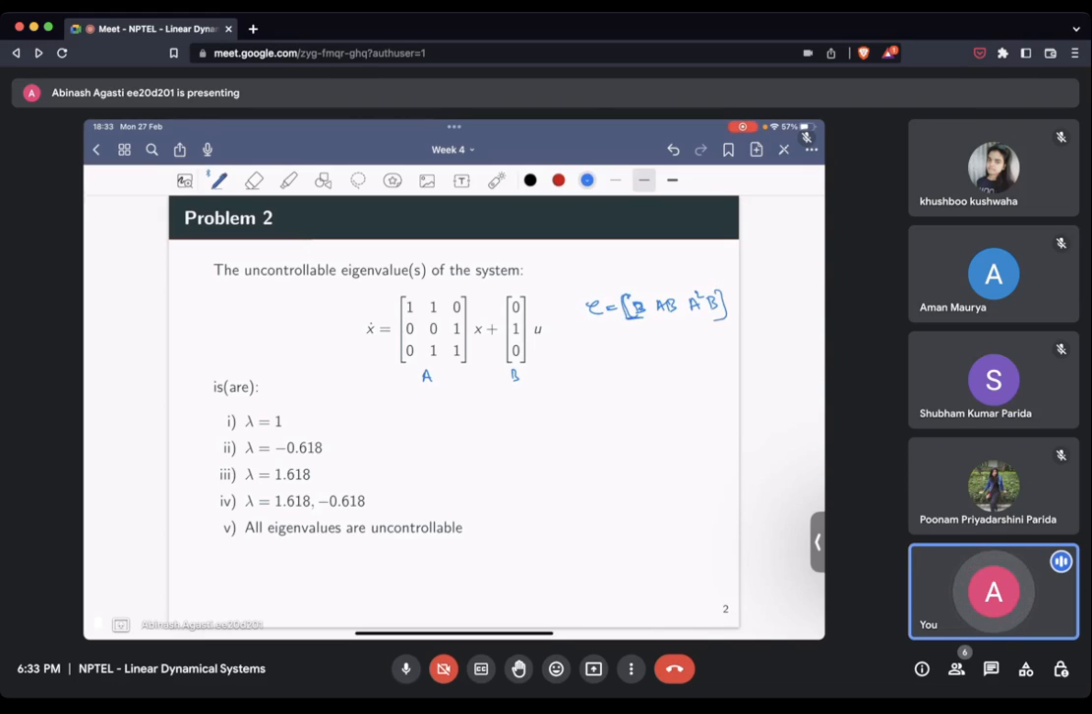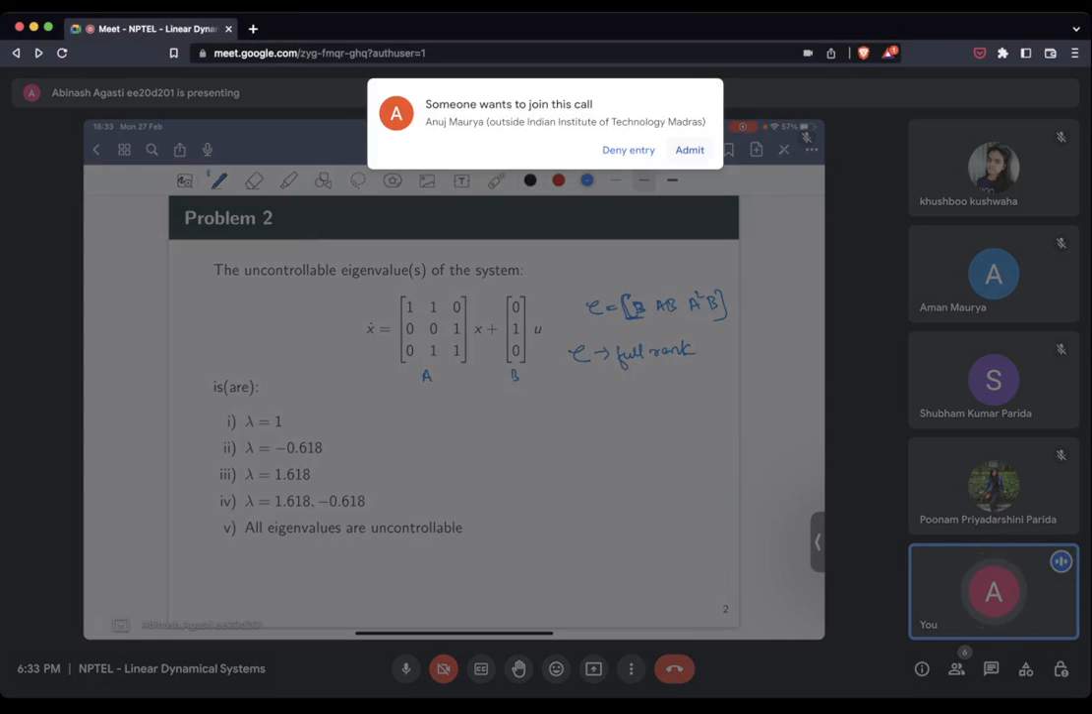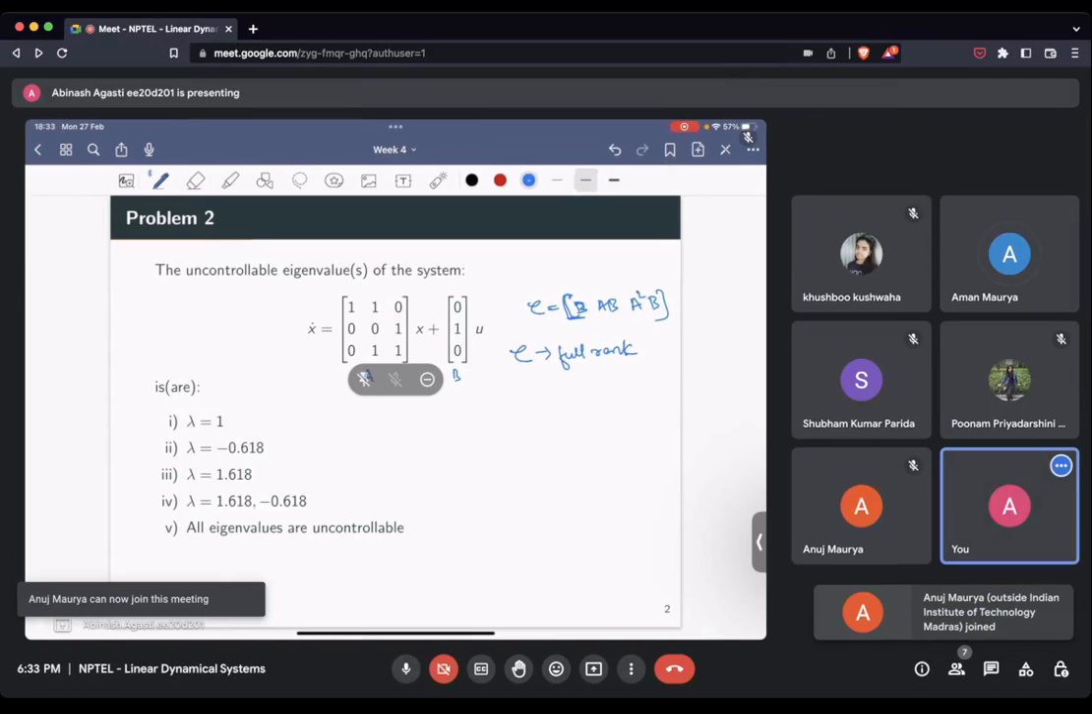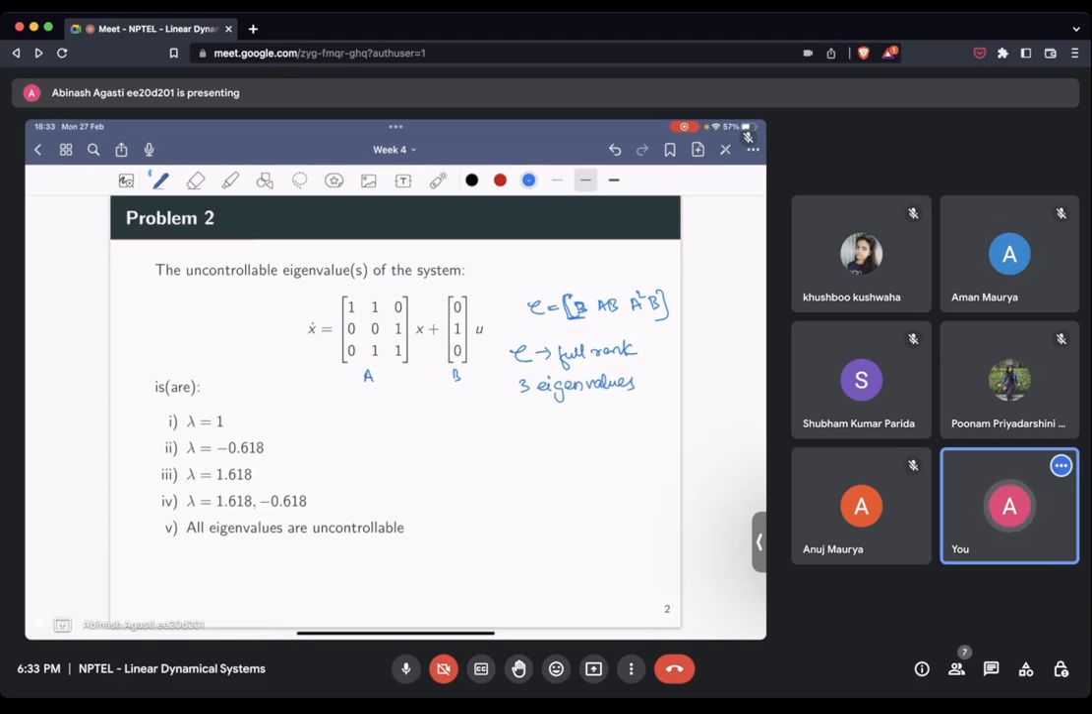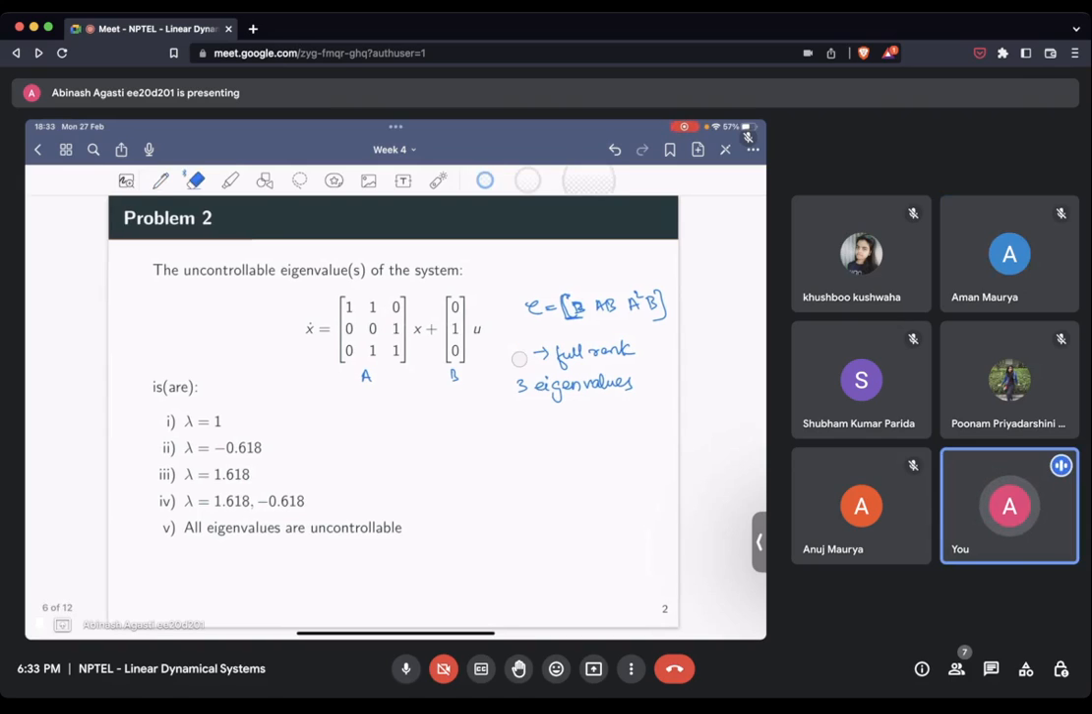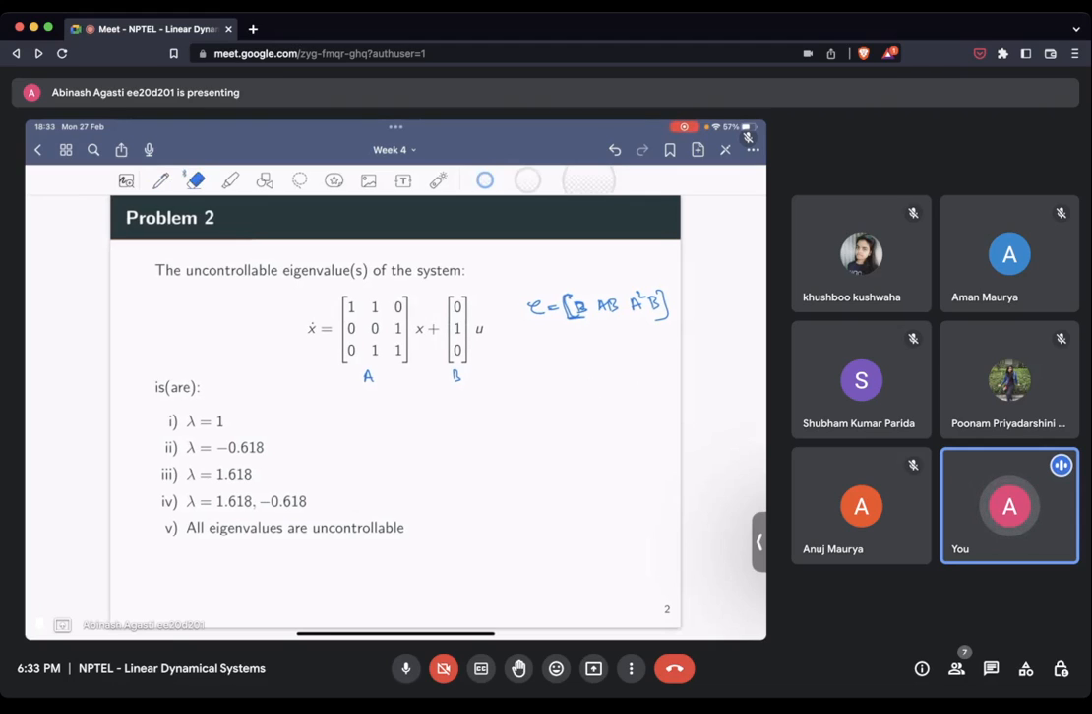So this will always have a few number of eigenvalues, right? Let's say this is a full rank matrix, that is, it has a rank of 3 in this case. Then how many eigenvalues do I get for this? So 3. I get 3 eigenvalues. So what does that mean? Does it mean that these eigenvalues are controllable or uncontrollable? No idea, sir. Yeah. So I'll just explain what we mean by controllable eigenvalues and so on.